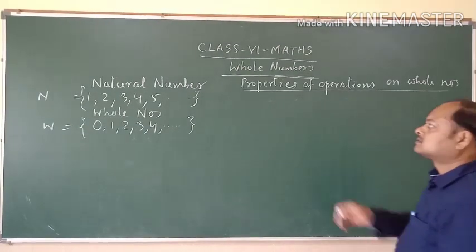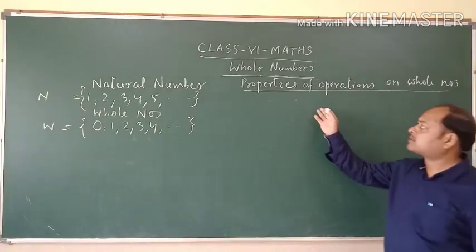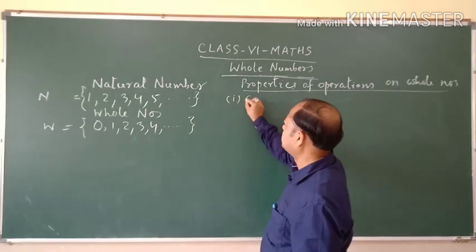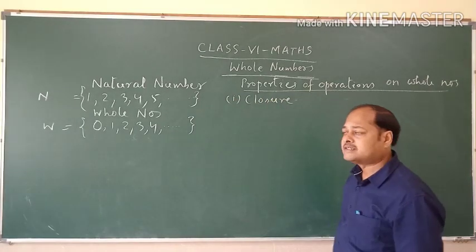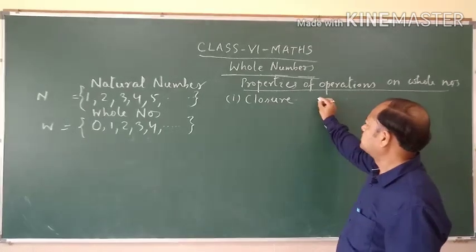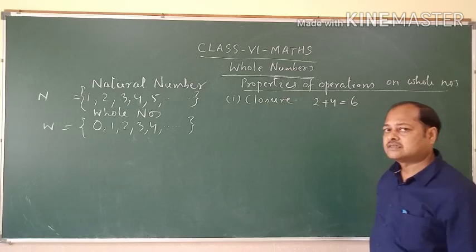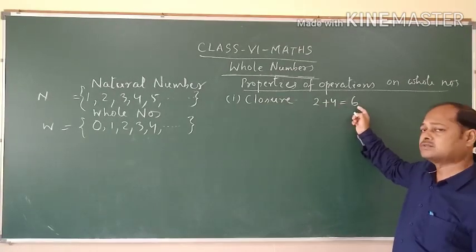Now we discuss some properties of operations on whole numbers. What are the properties? The first property is called the closure property. Let's discuss it. For example, 2 plus 4 equal to 6. Here 2 is a whole number, 4 is a whole number, and 6 is also a whole number.